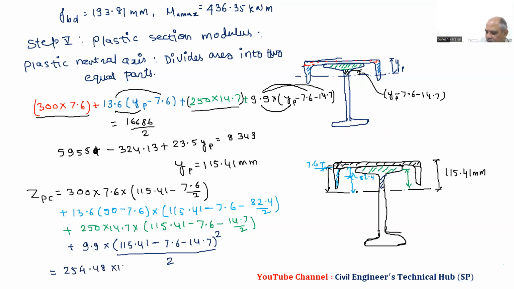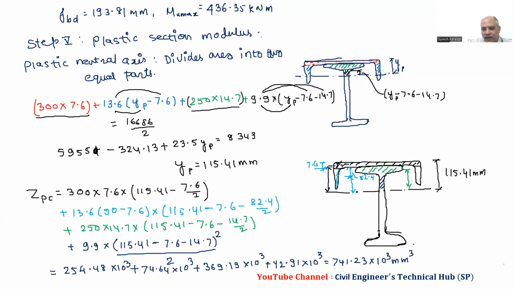254.48 into 10 raised to 3 plus 74.65 into 10 raised to 3 plus 369.19 into 10 raised to 3 plus 42.91 into 10 raised to 3, and in total we have 741.23 into 10 raised to 3 millimeter cube.